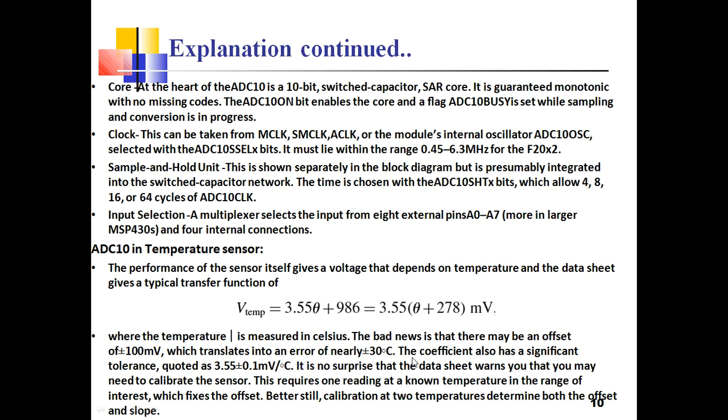After calculation, we can say that the coefficient also has a significant tolerance, quoted as 3.5 plus or minus 0.1 millivolt per degree Celsius. So it is no surprise that the data sheet warns you that you may need to calibrate the sensors. This requires one reading at a known temperature in the range of interest, which fixes the offset. Better calibration at two temperatures determines both offset and slope.